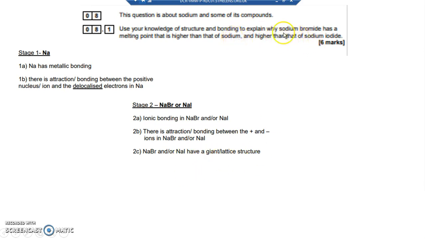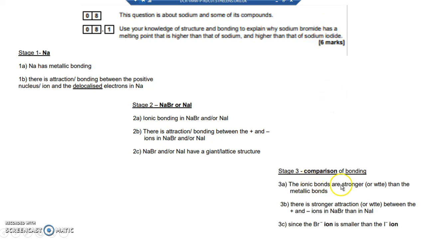So why then does sodium bromide have a higher melting point than sodium iodide? It's got to be something to do with the difference between bromide and iodide, and the difference is Br- is smaller than iodide, so the ionic bonds are stronger than the metallic bonds. You can say that first of all. And there's a stronger attraction between the ions in NaBr than in NaI, and the reason is that the Br- ion is smaller than the I- ion. If the ions are closer together, then you get stronger bonding.